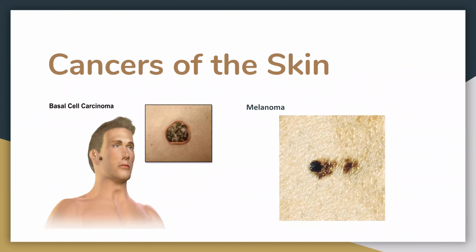And here you have various types of cancers of the skin. So you have basal cell carcinoma. Anytime you hear carcinoma, you know that that is an epithelial type of cancer or growth. And then you have melanoma, which is really one of the most serious types of skin cancer. And it's cancer that affects the melanin. Remember, the pigmentation part of the skin.